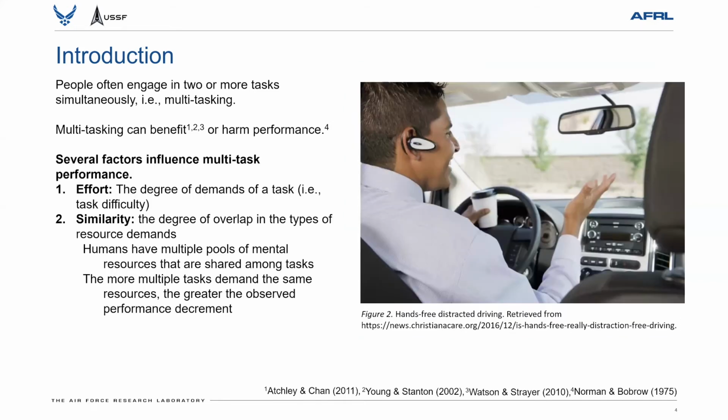There are several influences on multitasking performance, such that the degree of demands of the task highly influences how much you can take on, and the similarity in the tasks that you're attempting to complete simultaneously, such that humans have a finite amount of expendable attentional resources. The more that the multiple tasks demand the same types of resources, or overlap in resource demands, the greater the observed decrement is going to be.